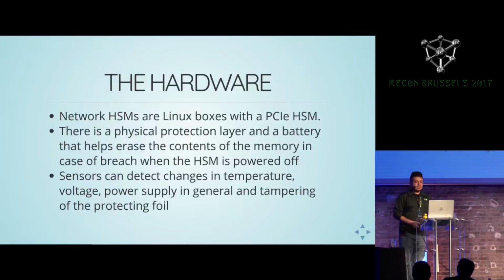The PCI Express HSMs, as you can see at this one too, have a special physical protection layer. There's a battery inside. If you try to breach this thing over here, the contents of the memory are erased. Even when the HSM is powered off, there are sensors that detect changes in temperature and voltage. It is supposed to be tamper-proof.